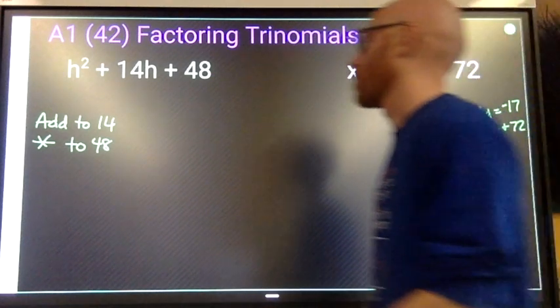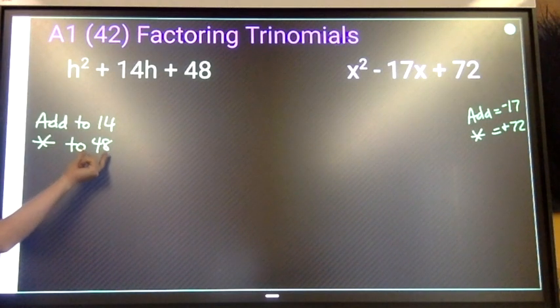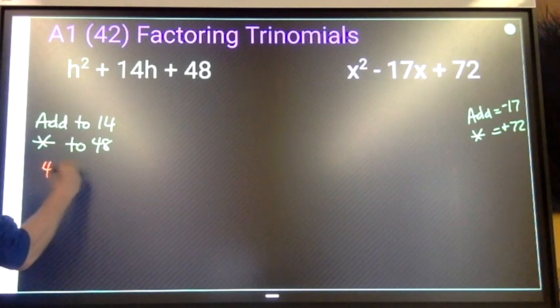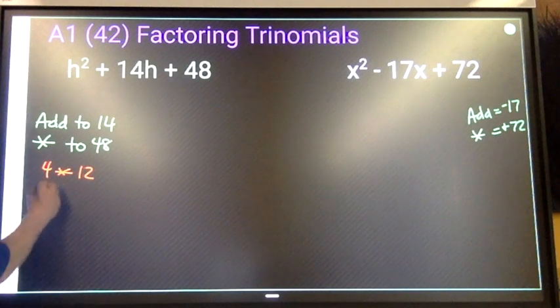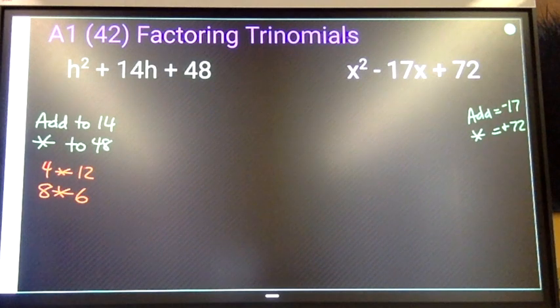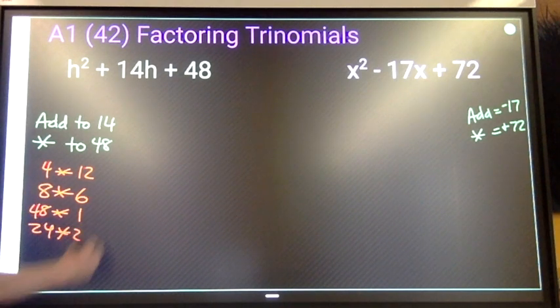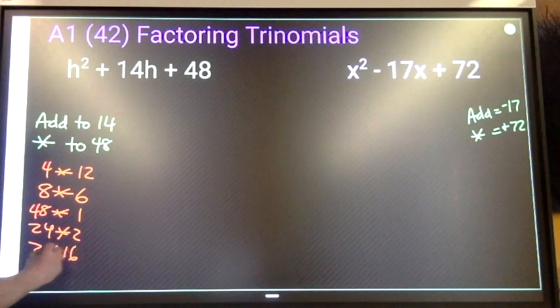Right? So usually, if I can't think of the numbers right away, I just start listing out my second pair. All right, so what numbers do we know when we multiply, they'll give us 48? 4 times 12. 8 times 6. Always, this is going to be one of them: 48 times 1. I think I also could have 24 times 2. 3 times 16. All right, there might be some others that I'm missing, but let's look through these, okay?